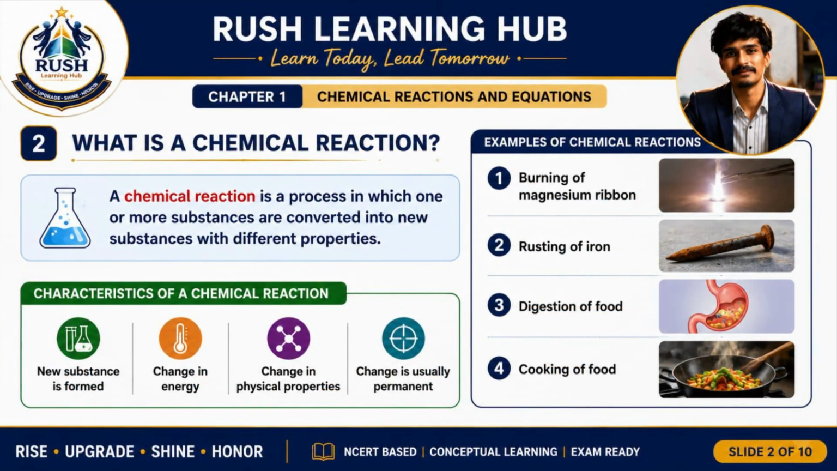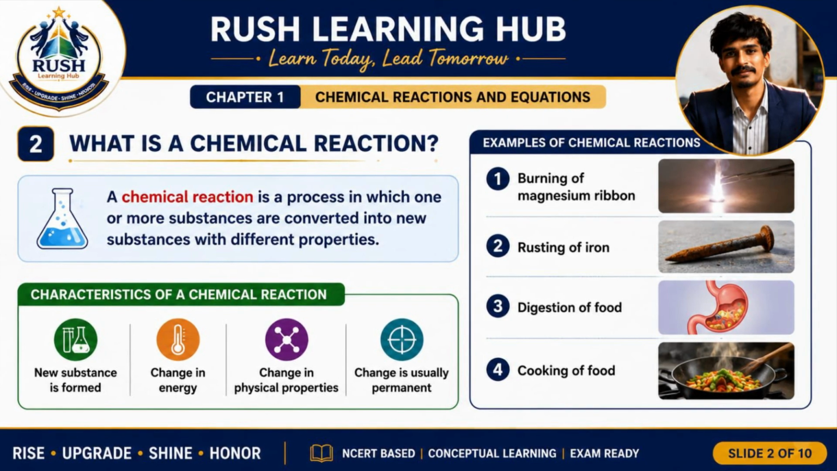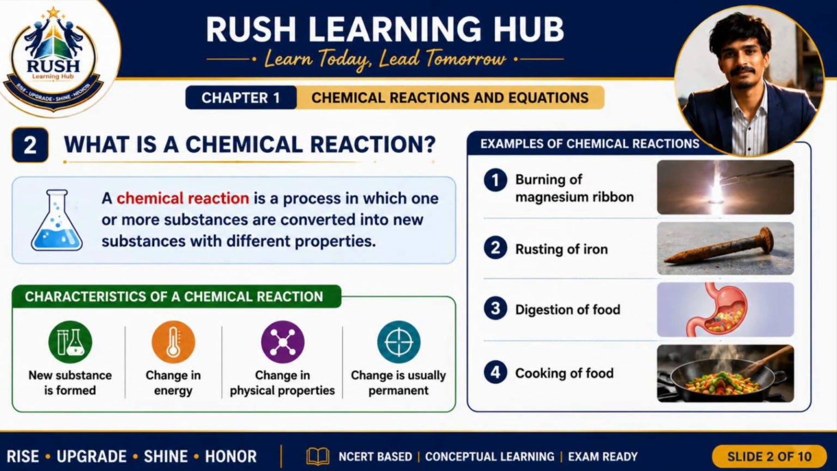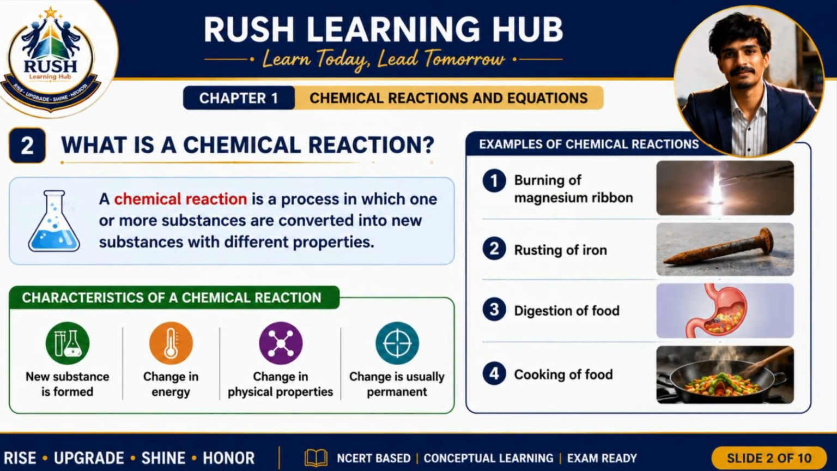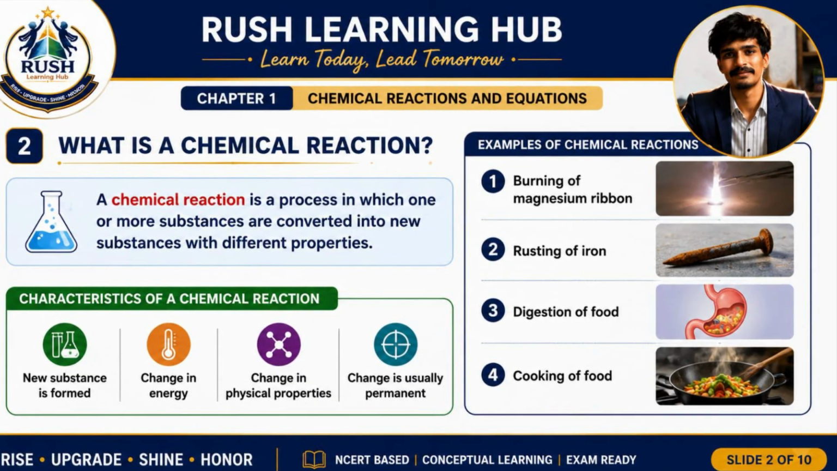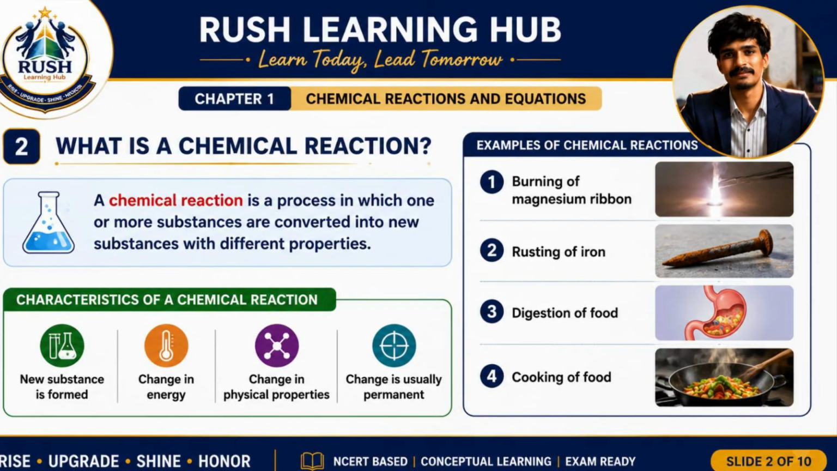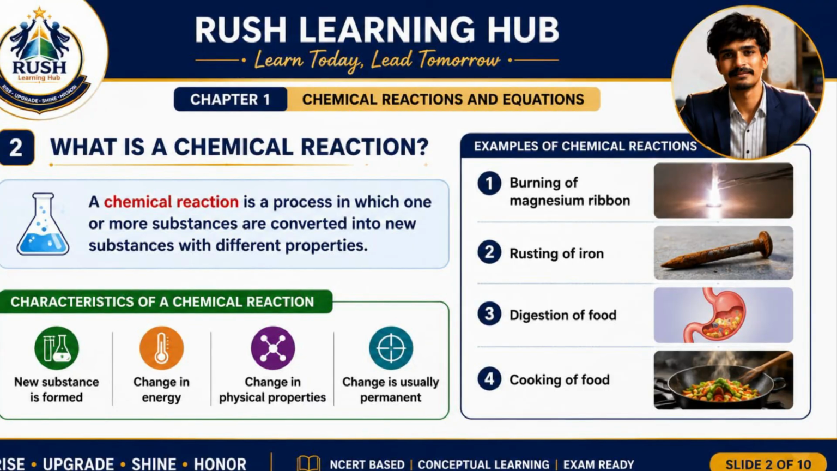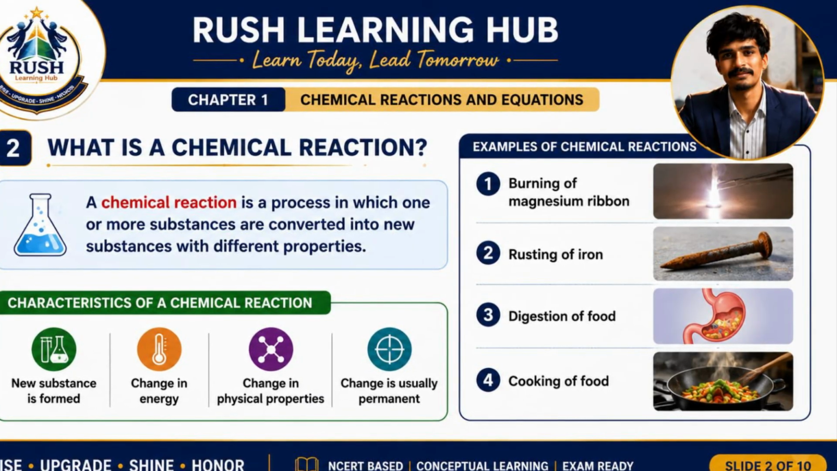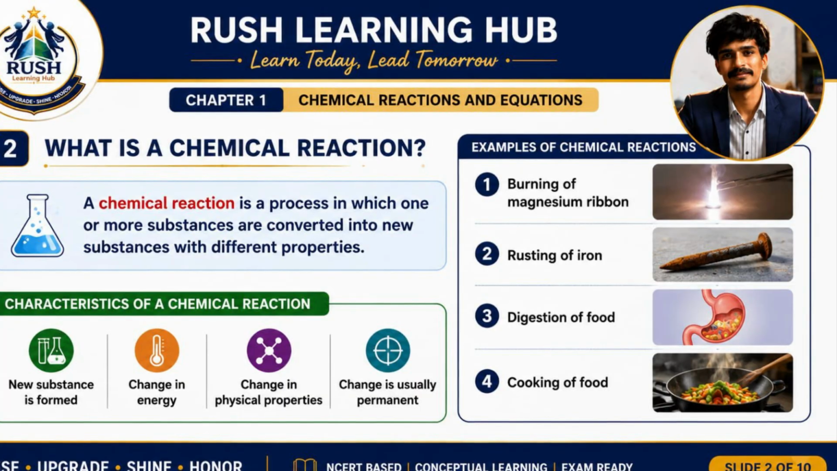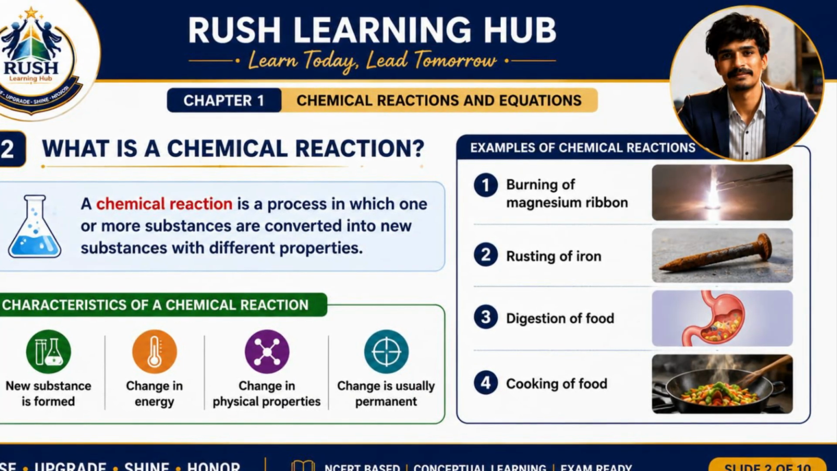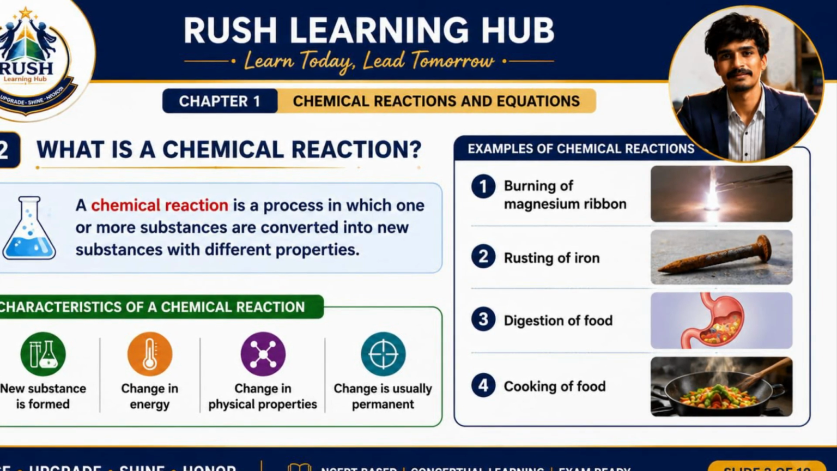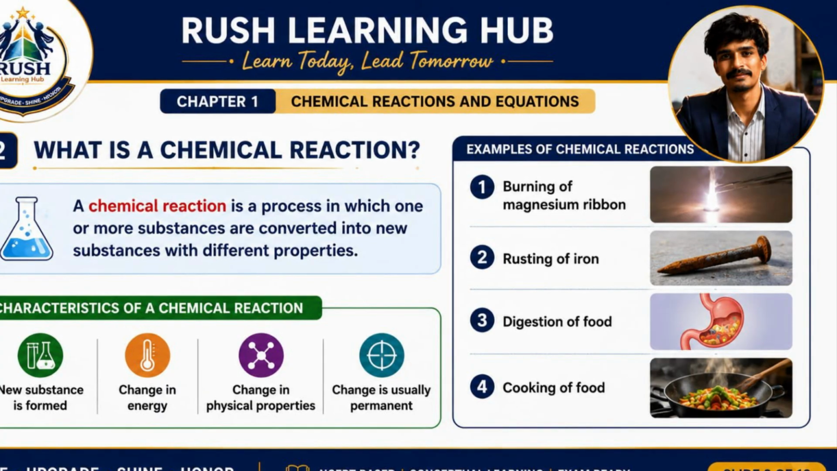Now, let us understand what a chemical reaction is. A chemical reaction is a process in which one or more substances are converted into new substances with different properties. The original substances are called reactants, and the new substances formed are called products. Chemical reactions take place all around us in our daily lives. For example, when a magnesium ribbon burns, it forms magnesium oxide. When iron is exposed to air and moisture, it rusts. Digestion of food in our body and cooking food in the kitchen are also examples of chemical reactions.